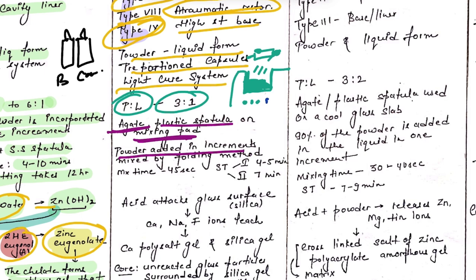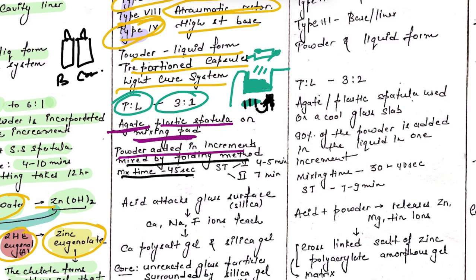So you have these 3 scoops of powder, and you add it increment by increment into the liquid, and mix it in a folding motion. Folding motion means you pick the mixture from here and place it over there, because the liquid is very sticky, so you mix it in the way you form dough. You won't be exactly forming a dough, it will be slightly stickier than that, but the way you prepare dough at home, in a similar way you mix it. So it is mixed by the folding method.